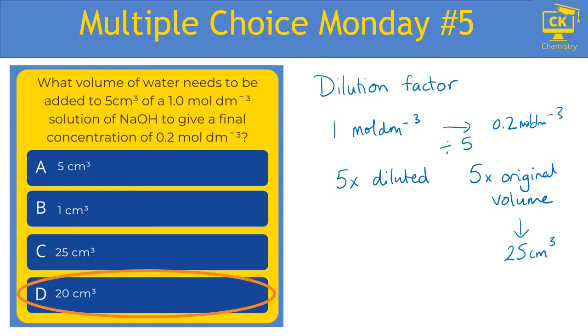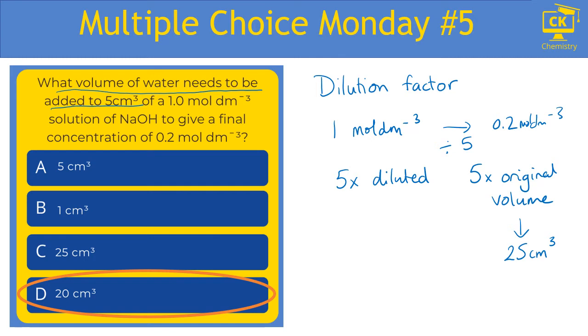But that's not the answer to this question, because the question doesn't ask what the final volume would be. The question asks what volume of water needs to be added to 5 centimeters cubed. So if I'm starting with 5 and I need a final volume of 25, then I'm going to add 20 centimeters cubed.